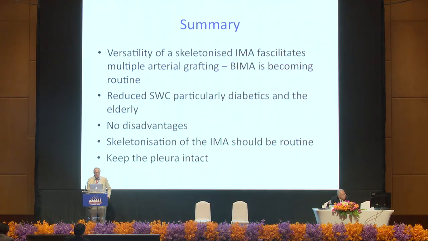So in summary, the versatility of a skeletonized graft facilitates multiple arterial grafting. And as we know, bilateral internal mammary artery grafting is becoming almost routine. There's certainly reduced sternal wound complications, particularly in diabetics and the elderly. I don't think there's any disadvantages. And I think skeletonization of the IMA should be routine, and importantly, try to keep the pleura intact, because I think it reduces morbidity in that early period for the patient.